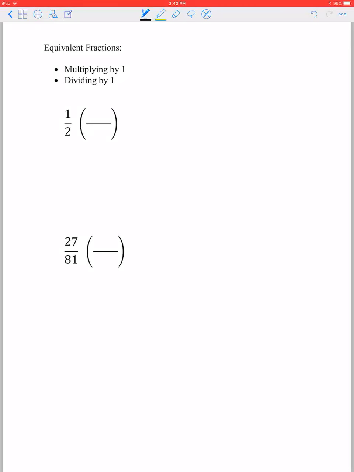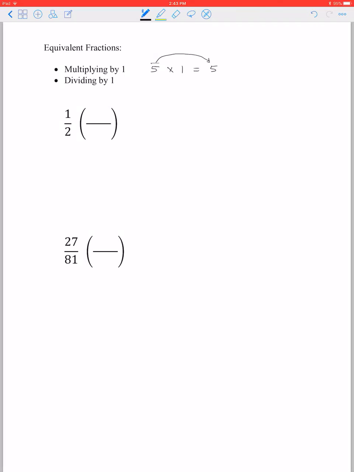All right, I want to talk to you about equivalent fractions. But before we get too deep into the fractions, let's talk about some basic ideas, and that is multiplying a number by 1. For instance, if I take 5 and multiply it by 1, then I have 5. Now the point is, if I multiply anything times 1, I have that same number left over. I haven't changed anything. What about dividing by 1?